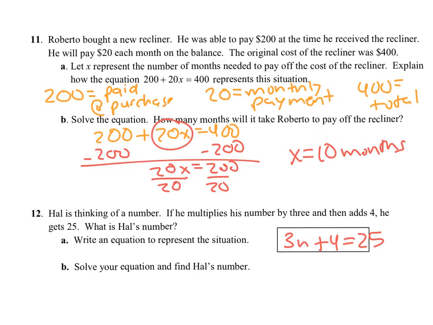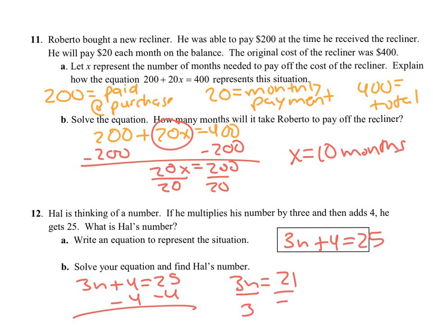Part B, solve your equation to find Hal's number. So here we go. So we've got 3n plus 4 equals 25. I'm going to subtract 4 from both sides, which leaves me with 3n equals 21. And then I'm going to go ahead and divide both sides by 3, because that's the opposite of multiplying by 3. And my number is 7.